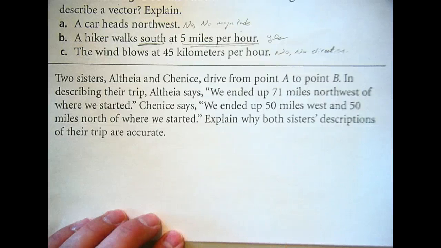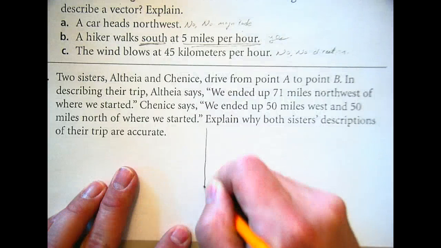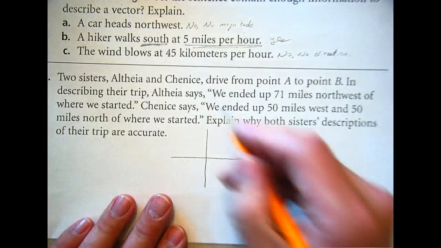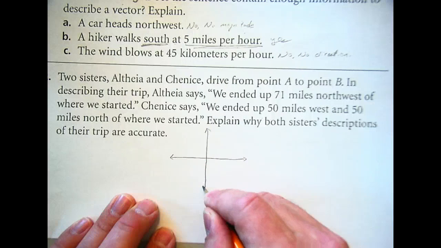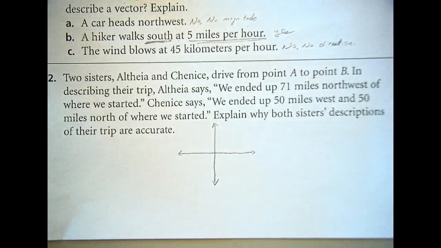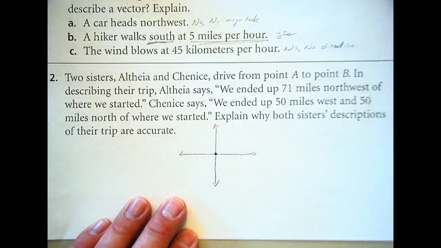How many drew a picture of the trip? I haven't started yet. Okay, if we haven't started it, I want us to draw a picture. And whenever we're drawing pictures like this, we use an XY axis usually. Just kind of like a compass. Okay, well, I'm going to draw from here. We always start at the origin.